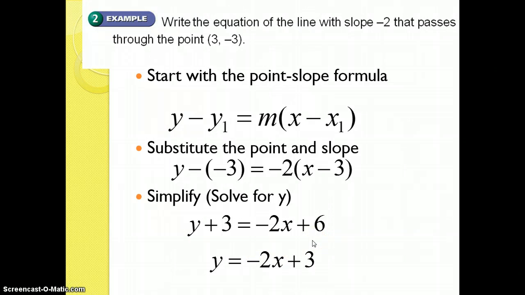So I put it into slope-intercept form. Read the directions. Some problems are different. Some problems will ask you to stop at point slope. Some will ask you to go to slope-intercept, and some might even ask you to go to standard form. So I would add 2x to both sides, get 2x plus y equals 3. So we could do all three of those situations.